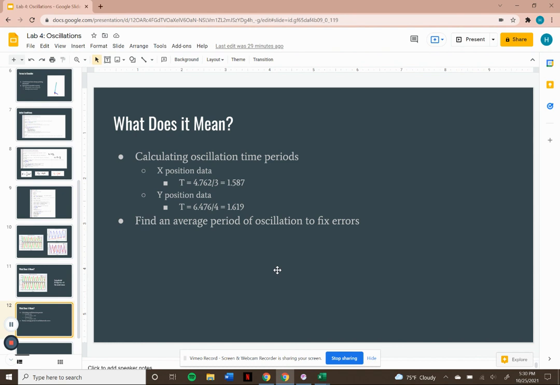When we're calculating oscillation time periods in the x and y position, we can see that the data varies, and that's why we have some discrepancies. To obtain more accurate results, we could find an average of the period of oscillation to fix some errors.